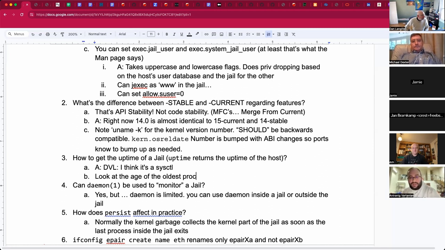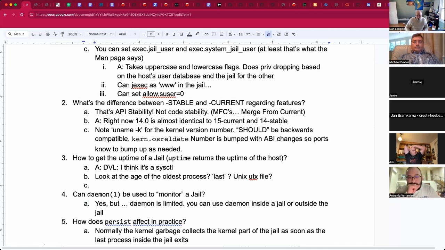Or using last, because last does get recorded when you're doing etc/rc, and inside the utx file, am I remembering that right? Yeah, utx something, right? Inside the utx file, you get a system boot entry every time the jail gets started. Are there any other ways, or can we get this kind of metadata? The closest thing I can think of, from the host point of view, is the A time, C time or M time of the jail ID file. And that is just from the host point of view, yes.